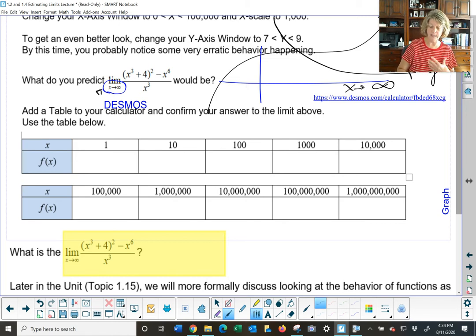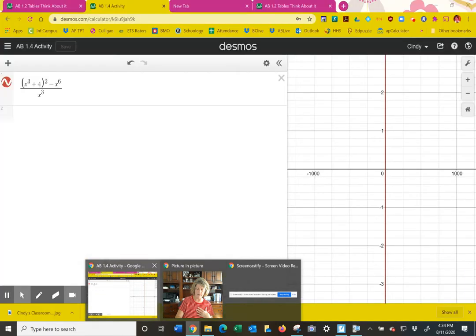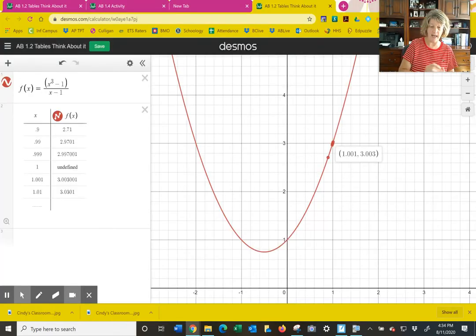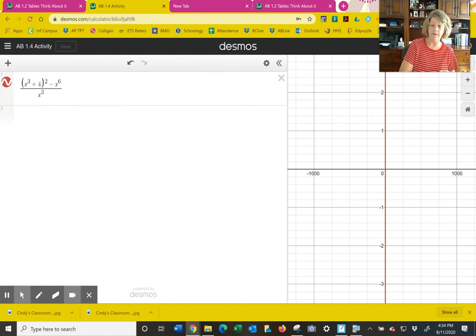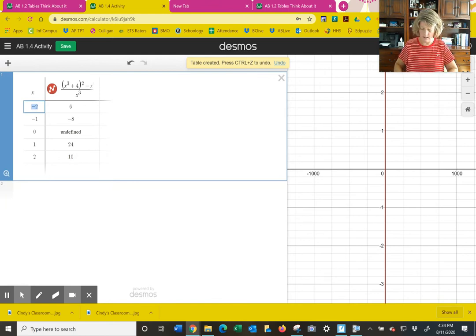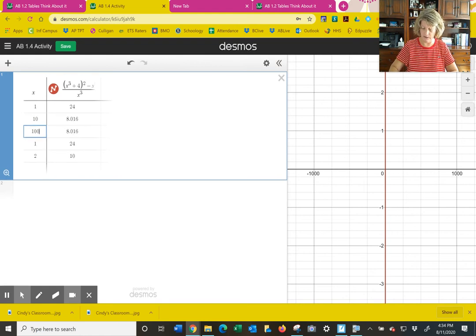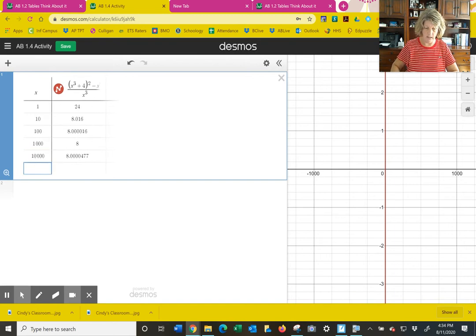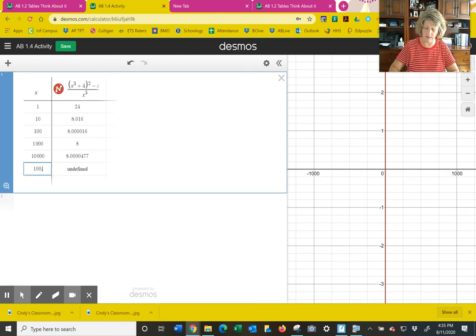I'm going to take us over to Desmos because I have that kind of set up. So in my Desmos, I should have this function. Wrong one. Here is my function. I'm going to generate a table very quickly. And I need, let's see, steps by 10, powers of 10, doesn't it? 1, 10, 100, 1,000, 10,000. It's looking very, very normal right now. It's doing a nice job. 100,000. Oh, wow, look at what we got there.